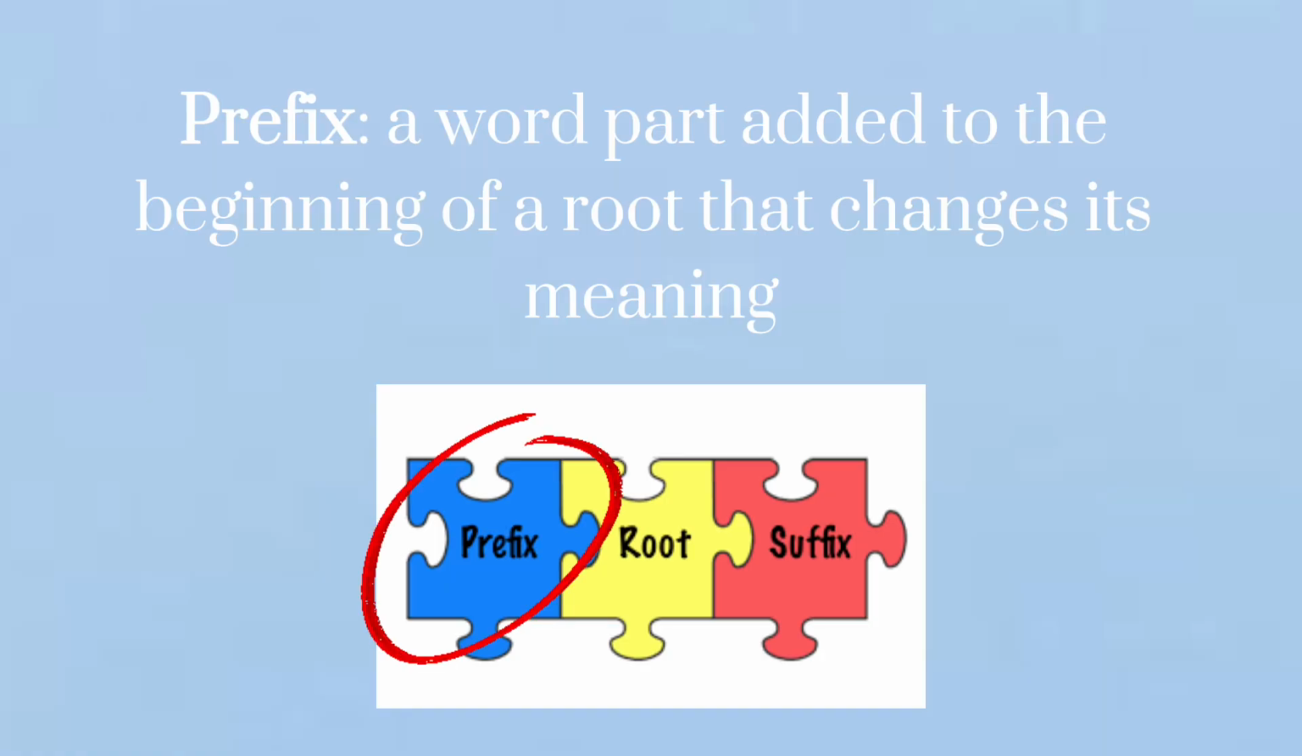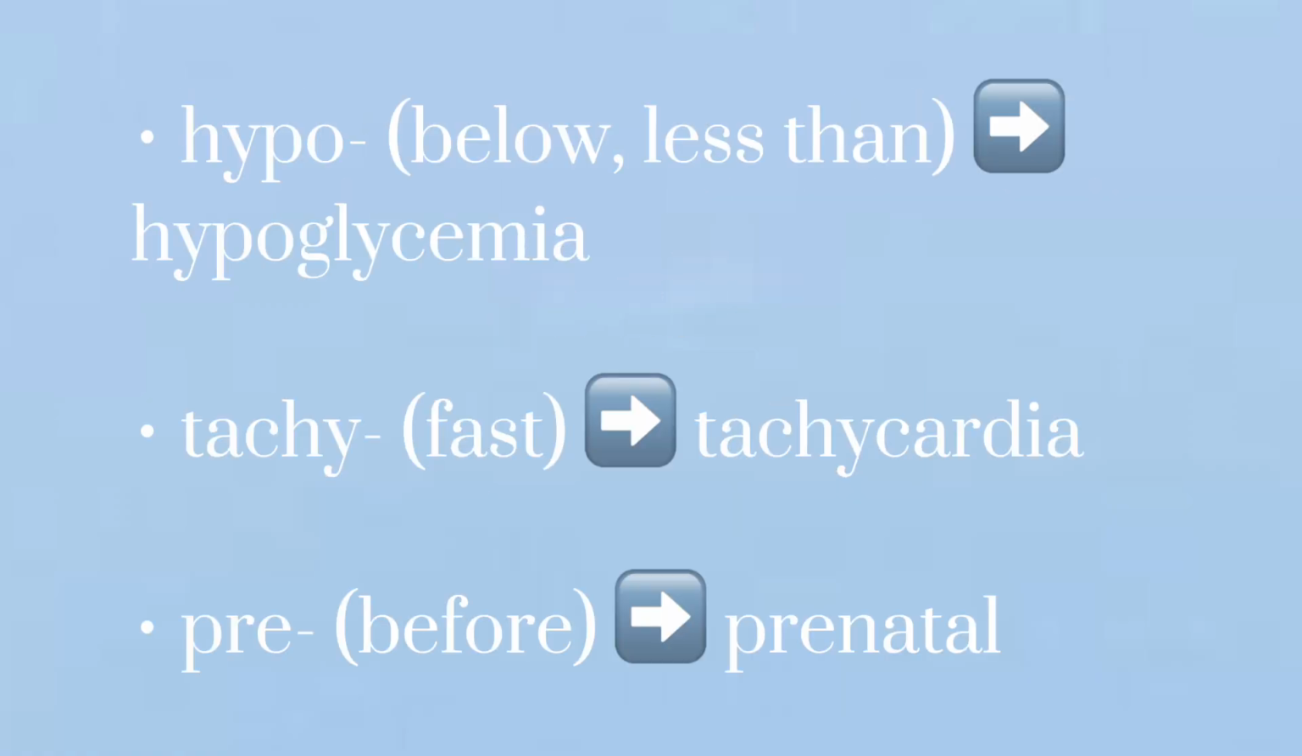Word parts. A prefix is a word part added to the beginning of a root that changes its meaning. Prefix examples. Hypo means below or less than. An example is hypoglycemia. Tachy means fast. An example is tachycardia.